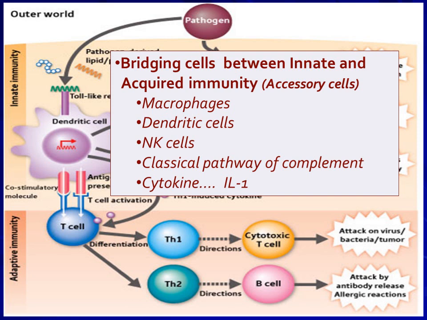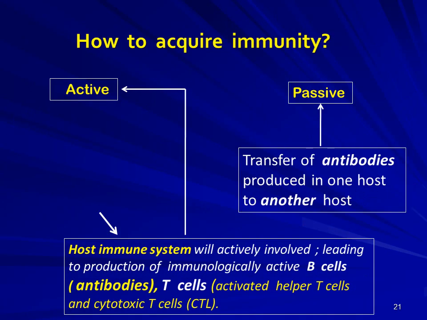These are all the accessory cells or cytokines responsible for this kind of immunity, but the specific cells of acquired immunity are T and B lymphocytes. T lymphocytes and B lymphocytes are specific cells of acquired immunity, whereas all these cells are accessory cells. All are important to initiate or produce the acquired immunity. And how do we acquire immunity?